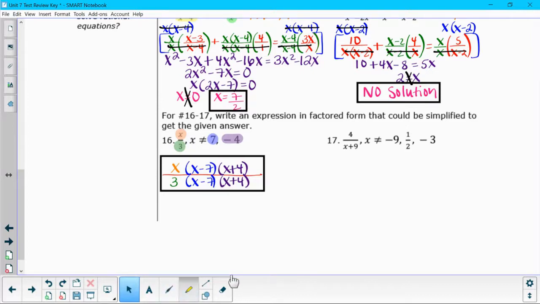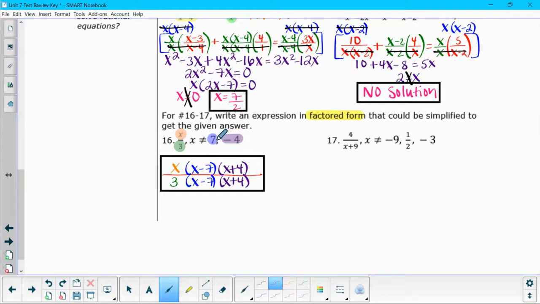Each piece is corresponding to some factor in your answer. And notice that it's going to say, keep this in factored form. Do not multiply it out, leave it in factored form. So my final answer ended up with x over 3. So I know in my original question, I had to have x over 3 somewhere. Now, another thing that's stated is that I have x cannot equal 7.